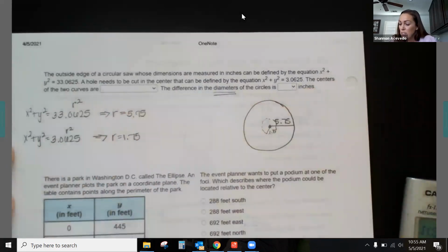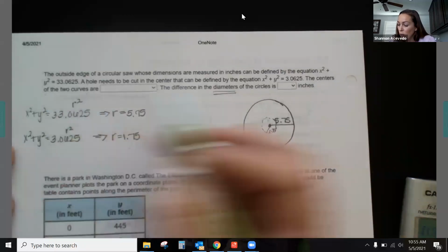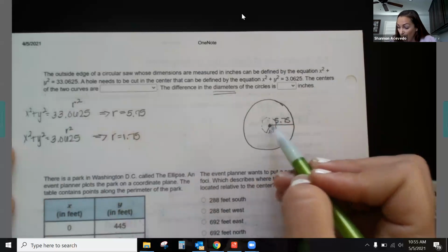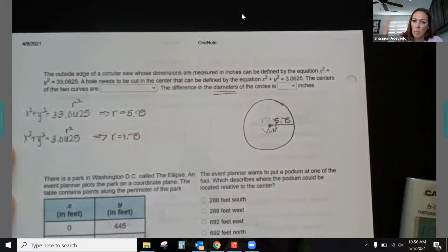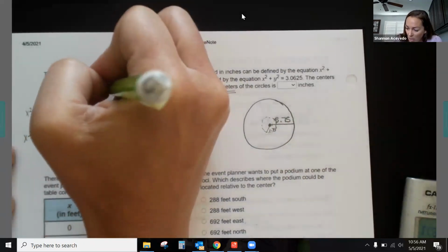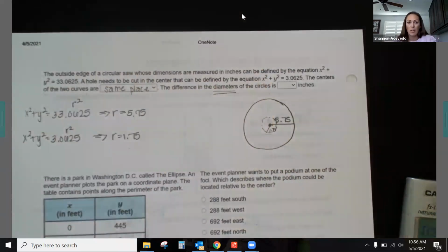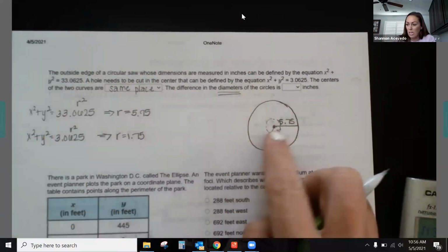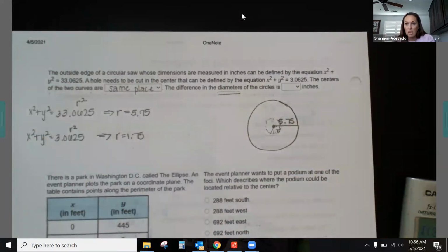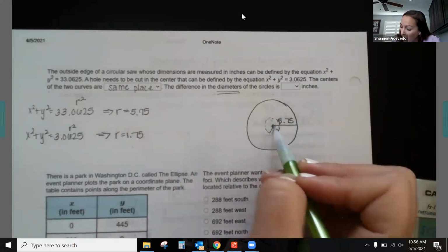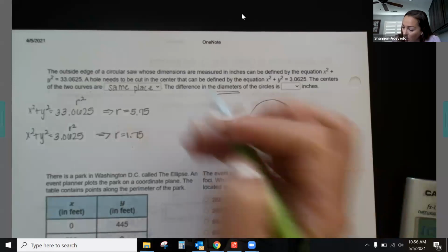It's asking for the difference in diameter. So it says the center of the two curves are what? Well, when I look at the center here, the center of my circle for the little one is here and the center for my big one is here. So it's a drop down, so you'll be able to see the correct wording. It's going to be at the same place. They're at the same center because I'm cutting out the center of my big one, right? We're trying to cut out the center of the big one, so I need to line up the centers to match. So this right here all the way across, I want the diameter of this.